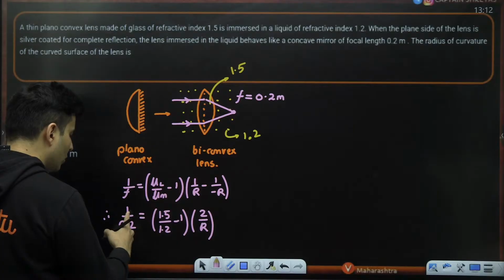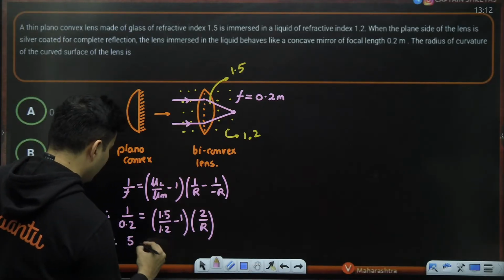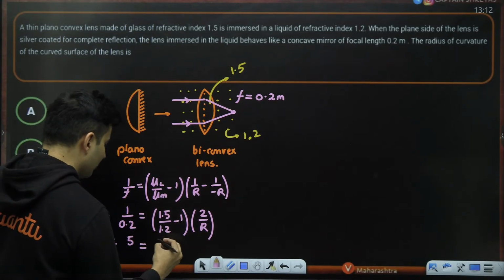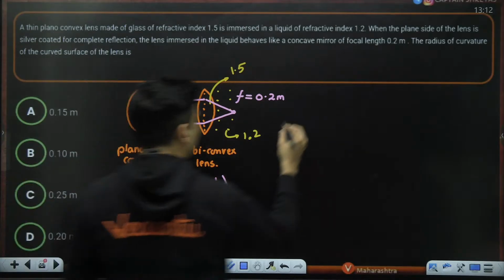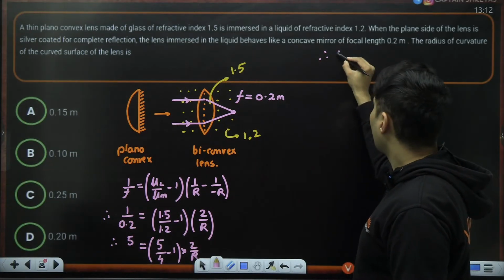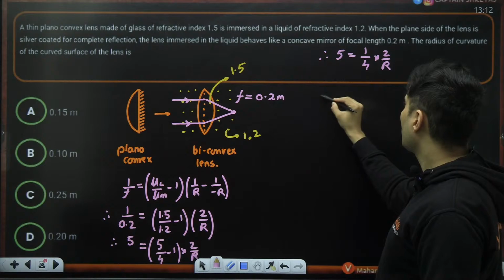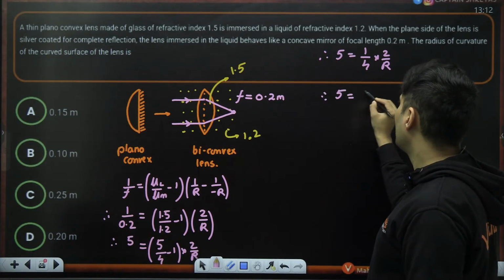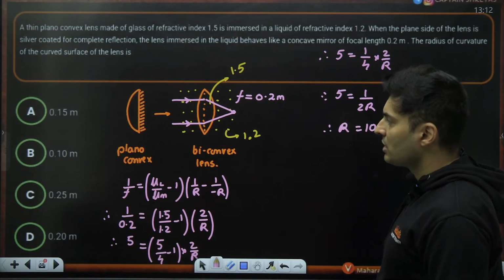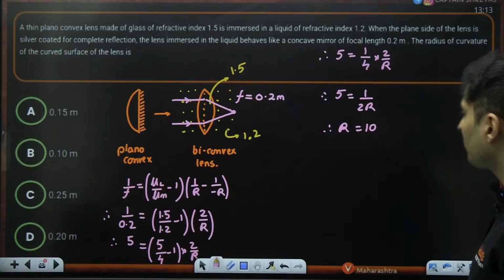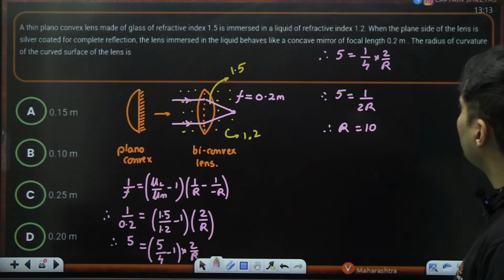So this is 0.2, 2 by 10, which is 1 by 5, or just 5, I can say. This will be 15 by 12. 15 goes with 3 5 times, 12 goes with 3 4 times, so minus 1 multiplied by 2 by R. So next step, 5 is equal to 5 minus 4 is 1, so 1 by 4 multiplied by 2 by R. 2 goes with 4 2 times, so 1 by 2R. So therefore R is equal to 10. Just check it out. R should be equal to 10 unless we have missed any decimal place somewhere.